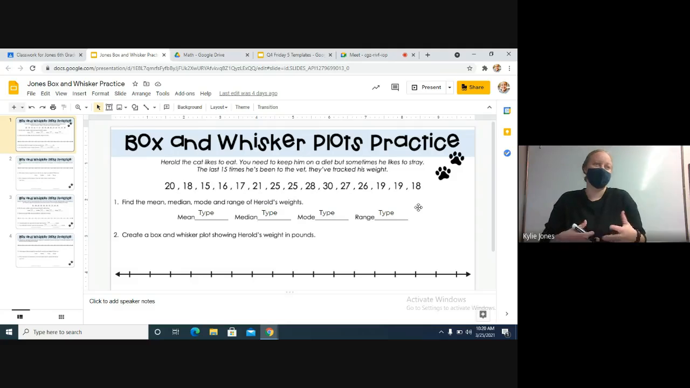That's a big cat. I want to say mine's like 10. 30 pounds is chunky cat. Yeah.